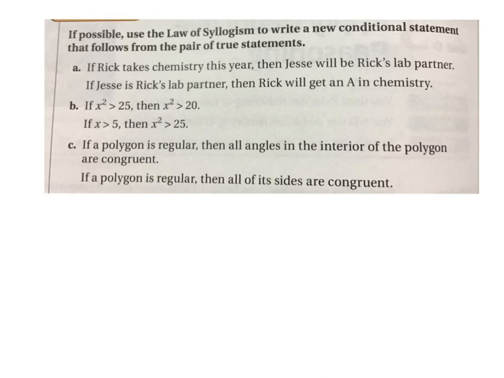So for A, if Rick takes chemistry this year, then Jesse will be Rick's lab partner. If Jesse is Rick's lab partner, then Rick will get an A in chemistry. So let's look at what we have here. If Rick takes chemistry, then Jesse will be Rick's lab partner. If Jesse is Rick's lab partner, then Rick will get an A. So when you're looking at this, you can cut out the middleman, which is the green.